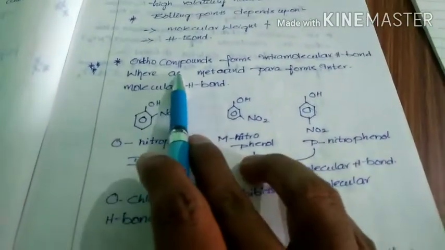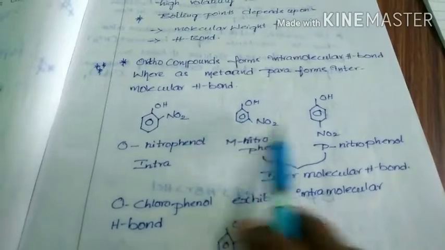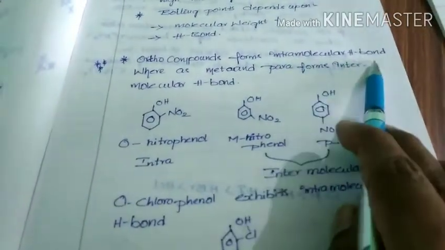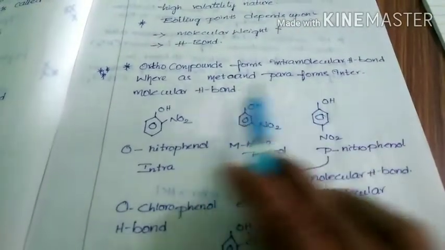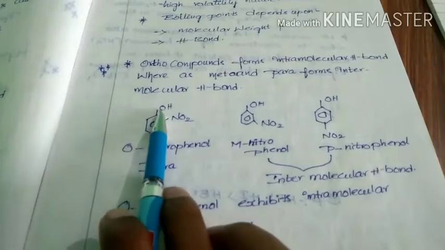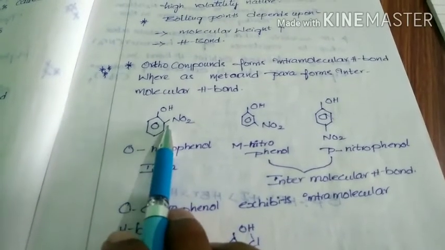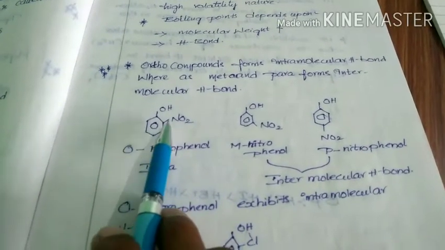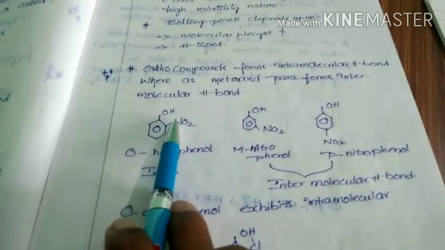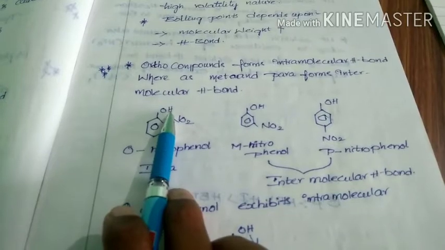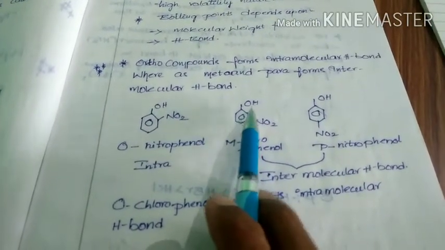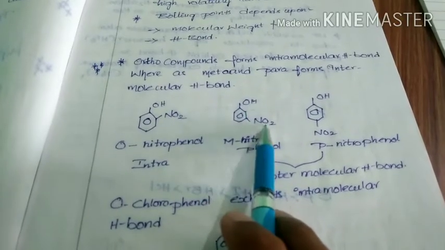So what is the point here? This is ortho, this is meta, this is para. Ortho compounds form intramolecular hydrogen bond, whereas meta and para form intermolecular hydrogen bond. Why do they form intra? Because these two groups are at adjacent positions, so they can form intramolecular attraction. They form a hydrogen bond between this hydrogen and oxygen. But here one gap is present, so it cannot form hydrogen bond.